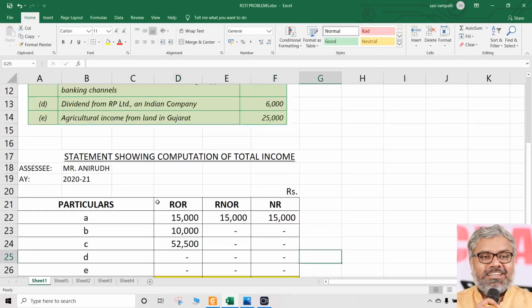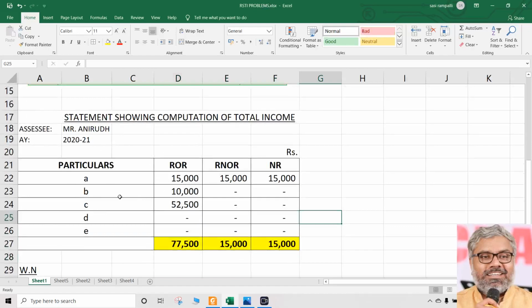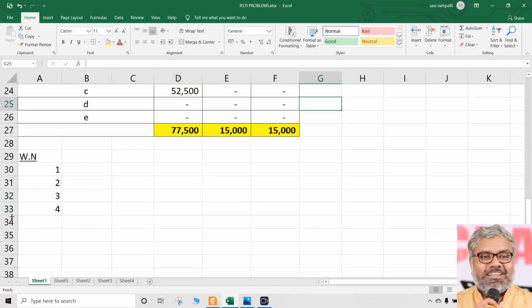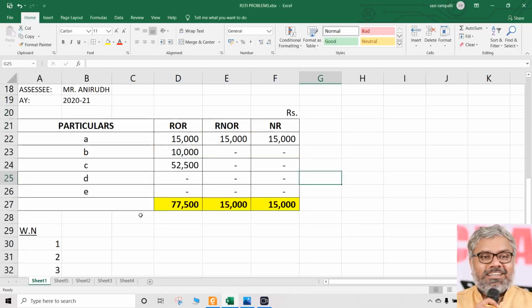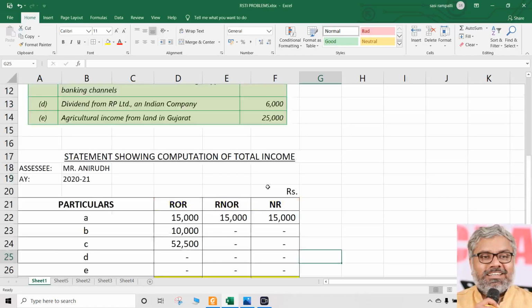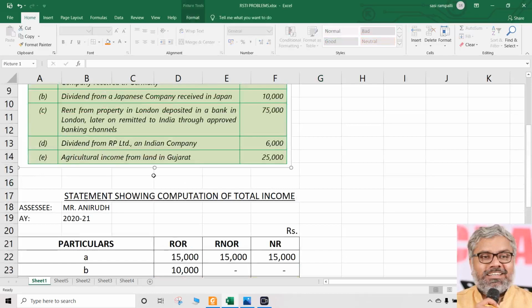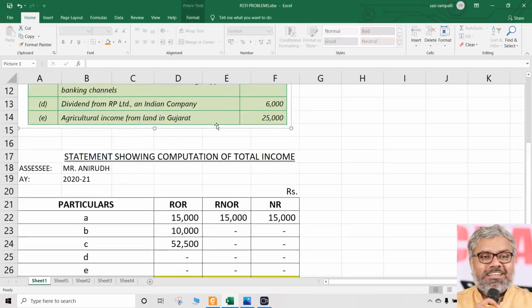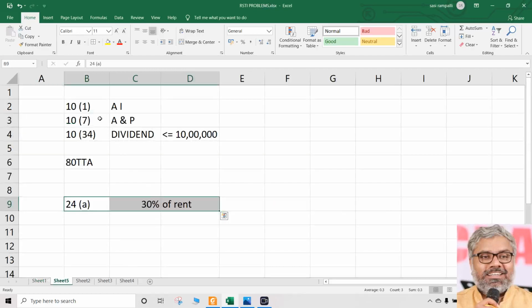Marks in income tax will not come for this only. Marks will come for this, majorly they will come for this. So this is important, working notes are more important. And then the fourth one also you can write a working note here, that is agricultural income from land in Gujarat. And we should know Gujarat is in India. Because it is agricultural income earned in India, it is exempt under section 10(1).